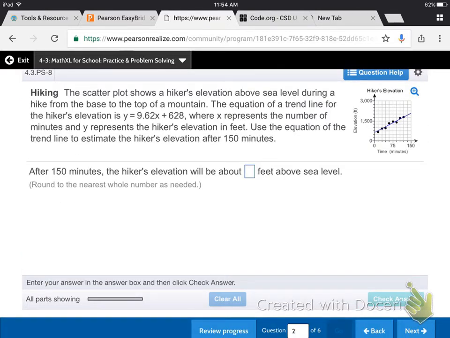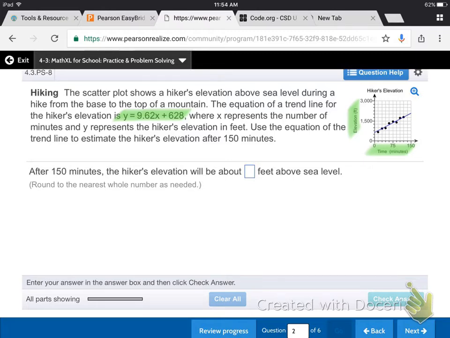The scatter plot shows a hiker's elevation above sea level during a hike from base camp to the top of a mountain. The equation for a trend line is right here, where x represents the number of minutes and y represents the hiker's elevation, okay? So here we are at the number of minutes on the x-axis and the elevation on the y-axis. Use the equation of the trend line to estimate the hiker's elevation after 150 minutes, okay?